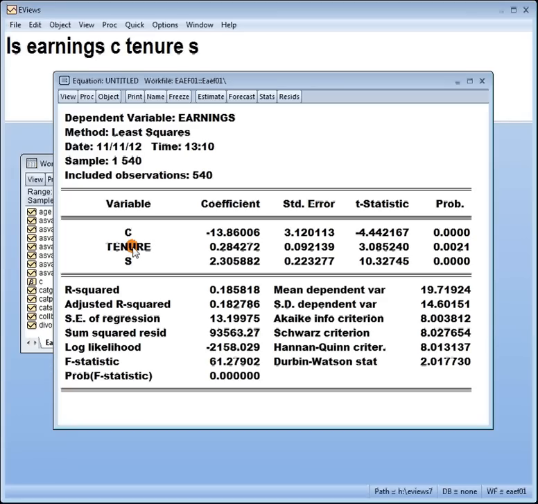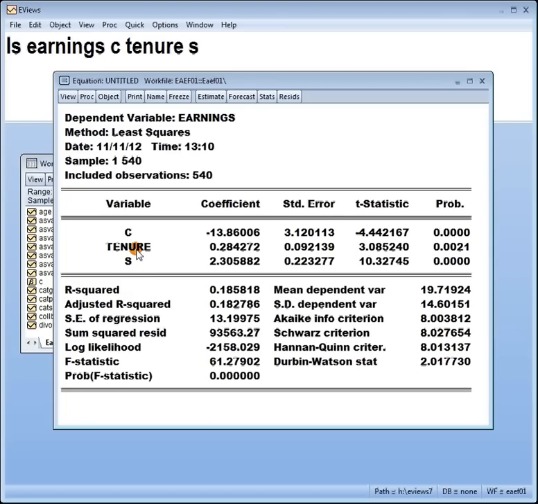So the idea is that you're holding all the things that can help to predict earnings fixed except for one thing. You're just trying to isolate the effect of that one thing on earnings. Okay, that's the reason for saying holding blah blah blah fixed.